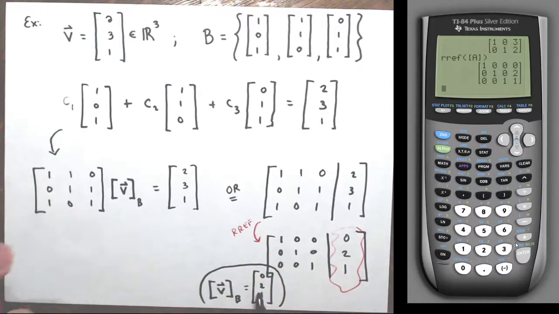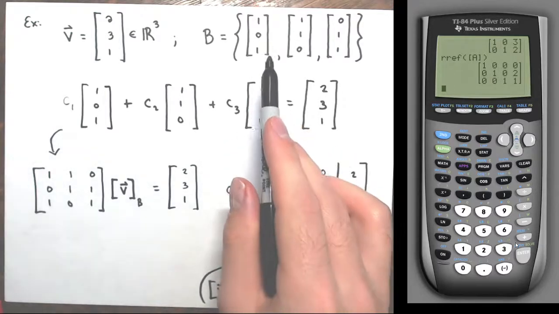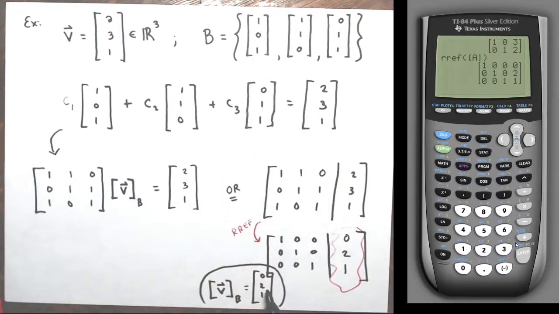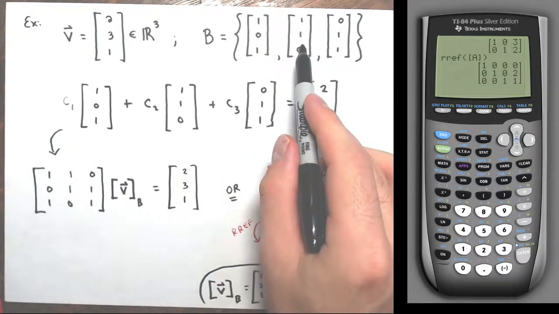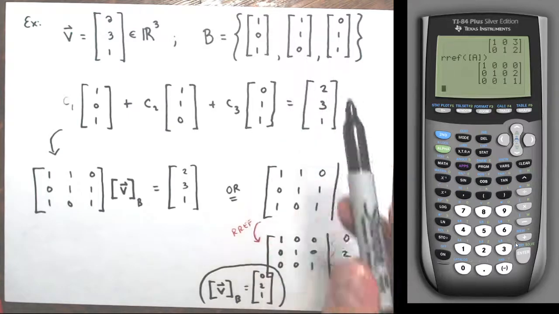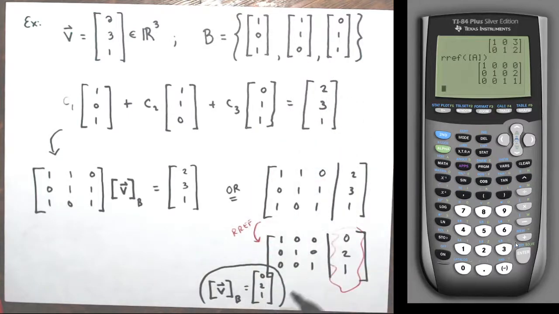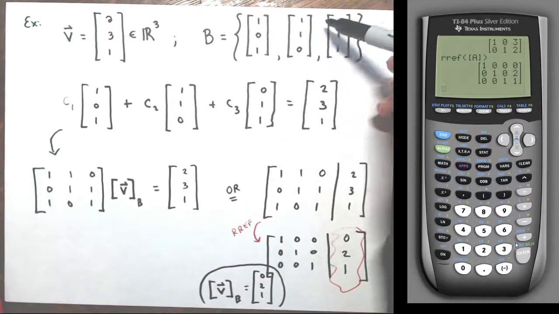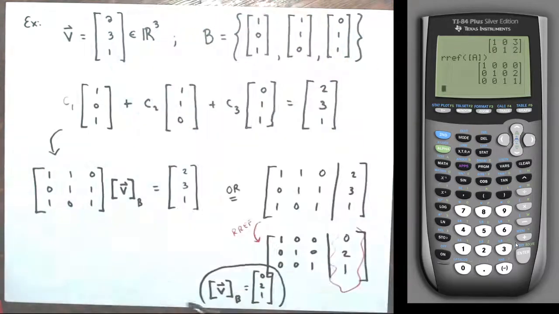All right, so again, what this means is that if I'm using the vectors from basis B and I want to create vector V, I need to take 0 of the first vector, so none of that 1, 0, 1, add to it 2 of the second vector, so I would add 2, 2, 0, and then add 1 of the third vector. So 2, 2, 0 plus 0, 1, 1 would be 2, 3, 1. Yes.